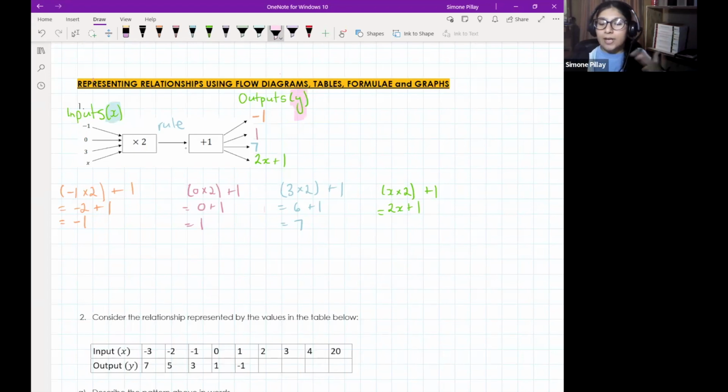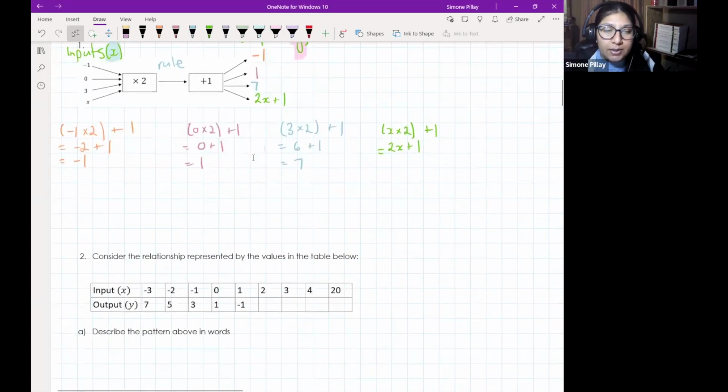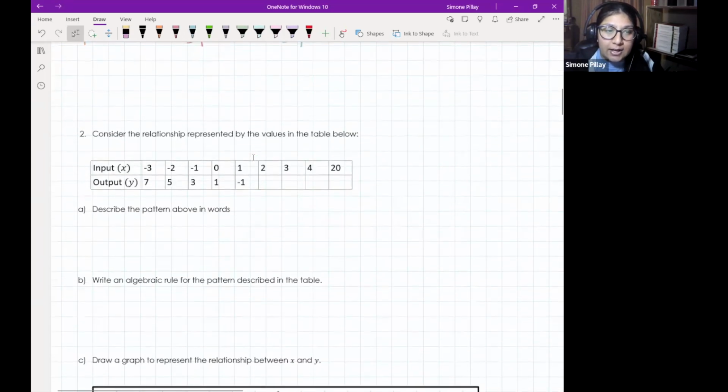I hope things are starting to come back to you and make sense and fall into place, and you're like, oh, yes, I remember this. This is cool. This is easy. This is good. I'm going to do this table and then I'll see how you guys are feeling about that. Number 2, consider the relationship represented by the values in the table below. First things first, let us complete the table. Anybody want to help me complete the table?